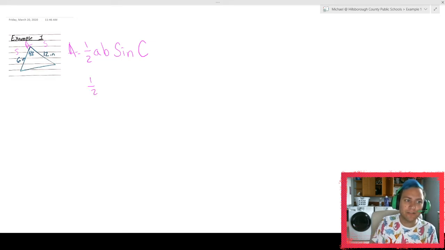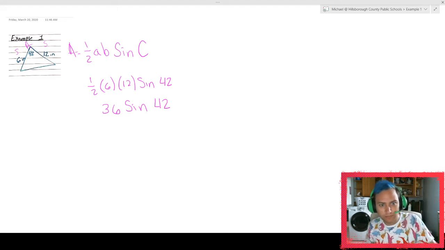So my 1/2, a is going to be 6, b is going to be 12, and c is 42, so sine of 42. You can see how nice that is to put in your calculator, right? You would just type that all in. 1/2 of 6 is going to be 3. 3 times 12 is 36. And in a calculator, we take 36 and multiply it by the sine of 42.